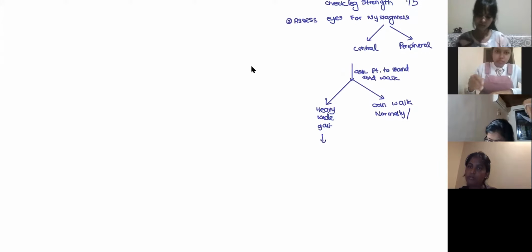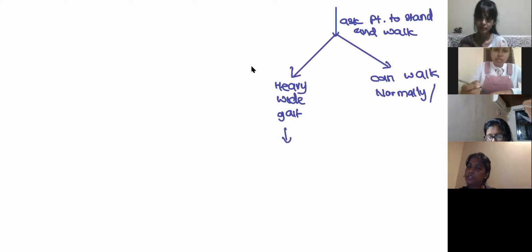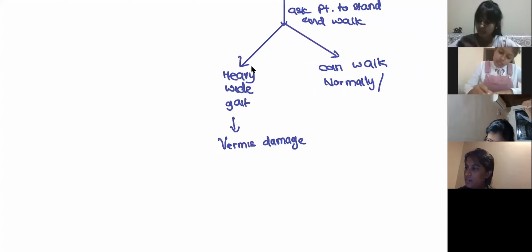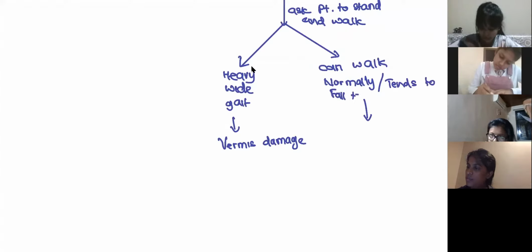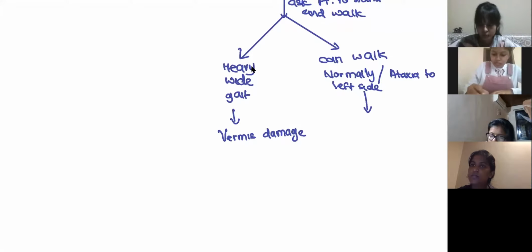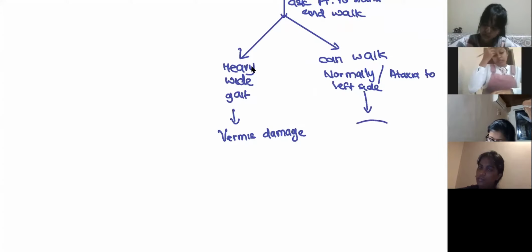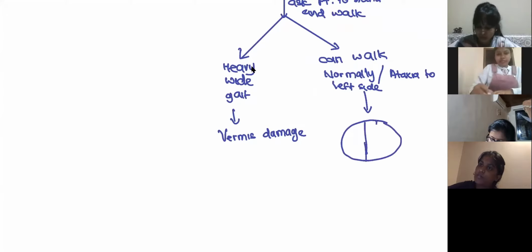Where is the damage if it is heavy wide gait? Vermis or the... Okay. Can walk normally or tends to fall. Oh, wait, call it ataxia to left side. Like his left leg seems to be taking him in an entirely different direction. Okay.